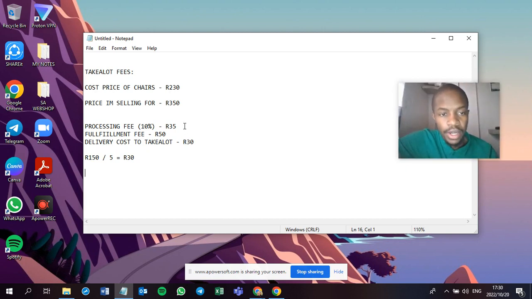So these are the fees right here. Processing fee is 35 rand. Fulfillment fee is 50 rand. Delivery cost to Takealot is 30 rand. The total of these fees is 35 plus 50 plus 30, which is 85 plus 30. Let me just calculate so I'm not off. Total fees.